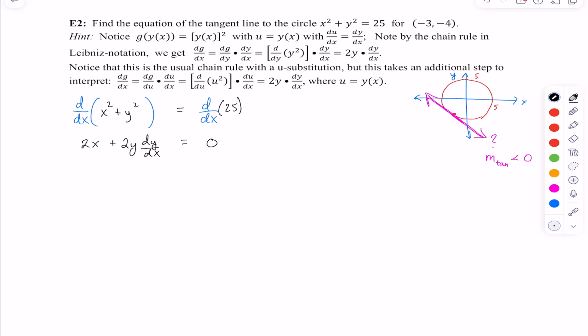Now, the goal here is to find the slope of the tangent line. That means we have to solve for dy/dx. And there it is. Now we're going to change procedures. We want to find the slope of the tangent line at the point of tangency. So it's the opposite of -3 over -4, and we end up getting -3/4.